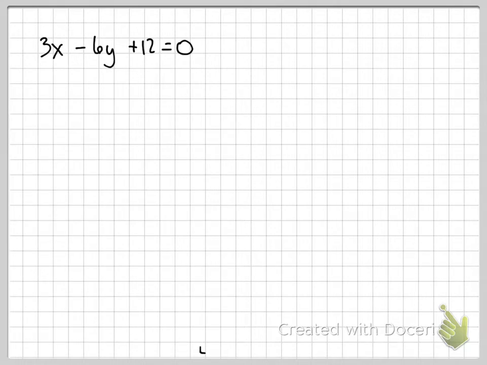Let's just graph it by finding the x and y intercepts. See if you can do that. Okay, go. First off, is this a line, yes or no? Yeah. All in favor, thumbs up. All opposed, thumbs down. Have no clue, thumbs sideways.